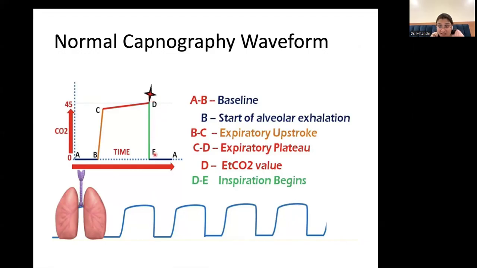And DE is inspiration is beginning. Now my CO2 levels will go down. And E to A is again like A to B. No component of carbon dioxide is present here. Only oxygen here. All right.